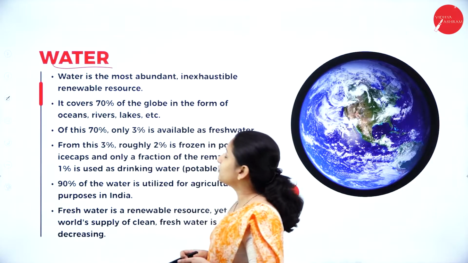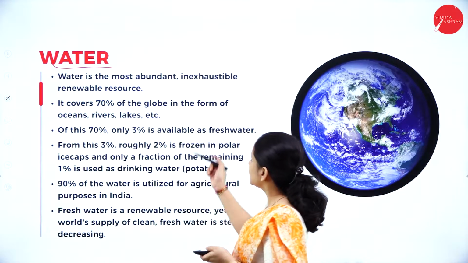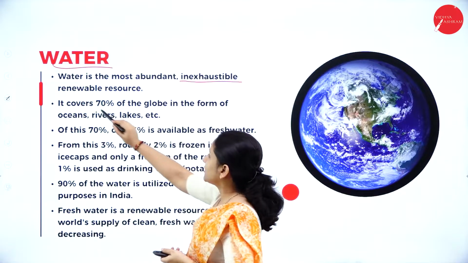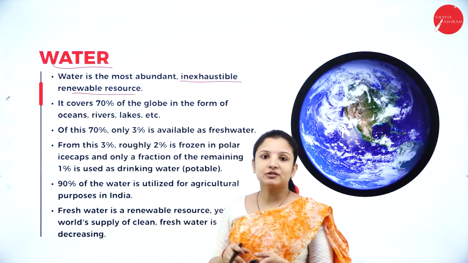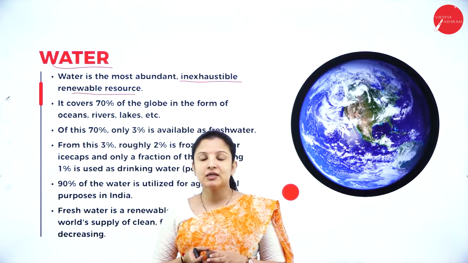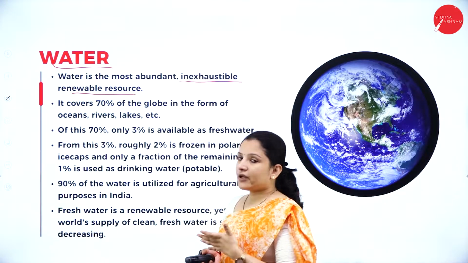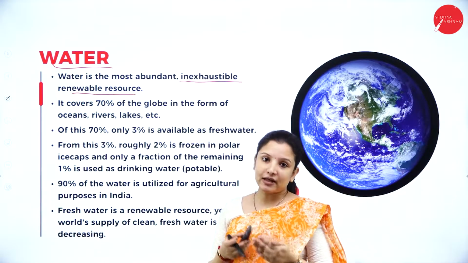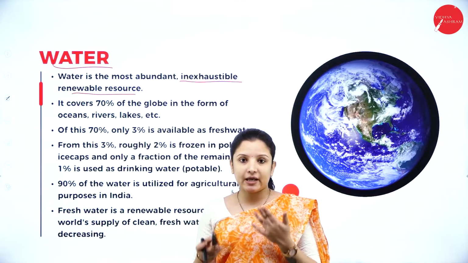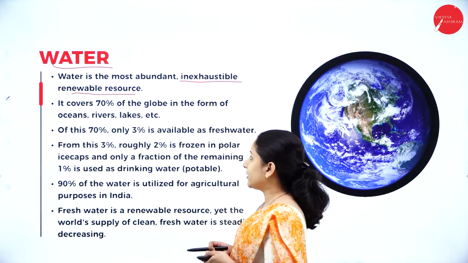So water is the most abundant and it is the inexhaustible renewable resource. So water comes under the renewable resources like plants. So renewable means it will never get exhausted. It will never become empty. So therefore it is a renewable resource.